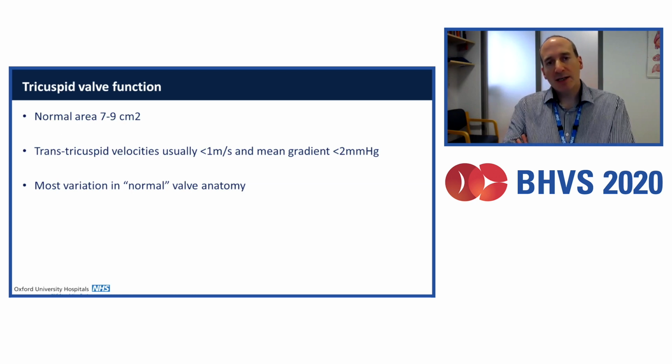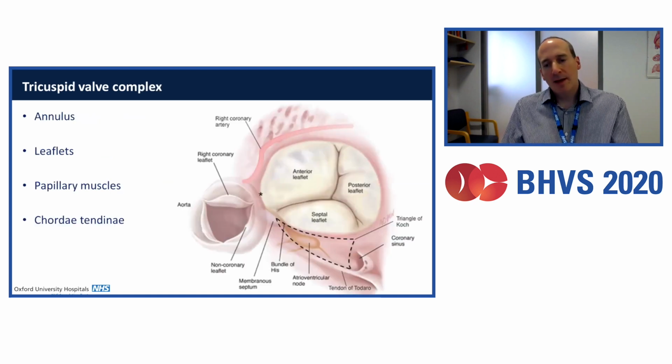And of course, one of the challenges with the tricuspid valve is it's the valve with the most variation in what we might consider to be normal anatomy, certainly when compared to the mitral or aortic valves. And a lot of the way we approach the tricuspid valve is analogous, and in fact, largely lifted from how we look at the mitral valve, in that, of course, it's not just the three leaflets.